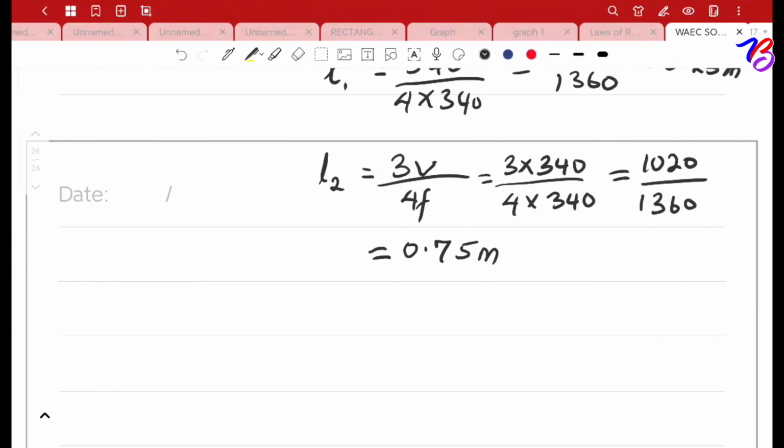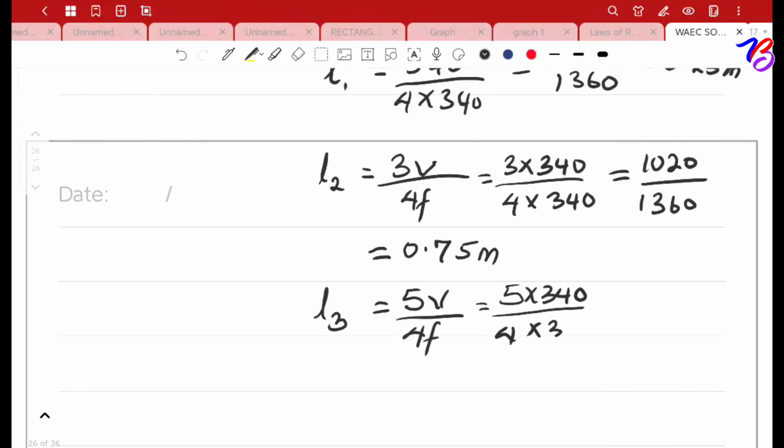So let's proceed further. We'll not stop here. I want to show you something in the end. L3 is equal to 5V divided by 4F. So this becomes 5 multiplied by 340 divided by 4 multiplied by 340, so 5 multiplied by 340 will give us 1700 divided by 1360. That 0 cancels out 0, 170 divided by 136 will give us 1.25 meters. Now we're together.